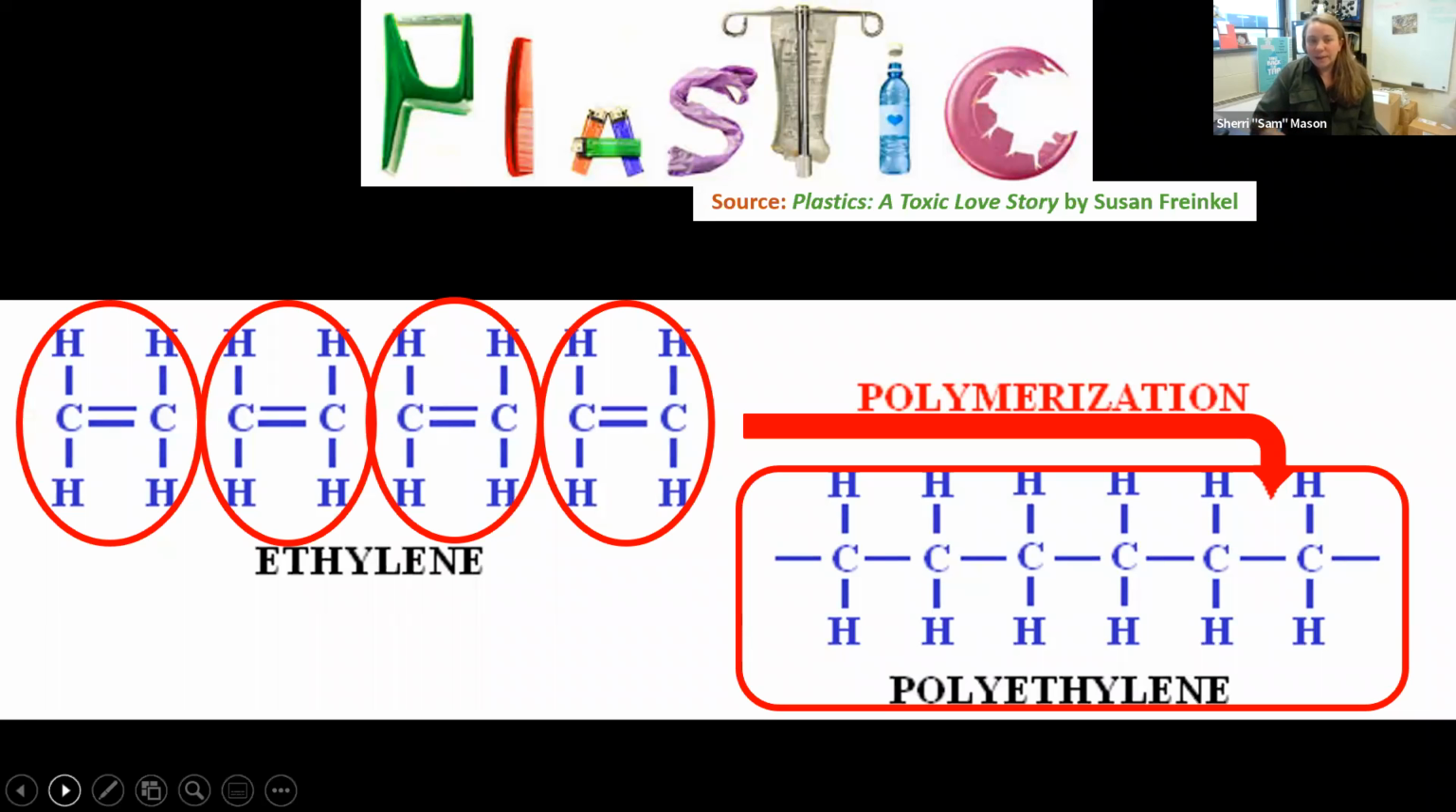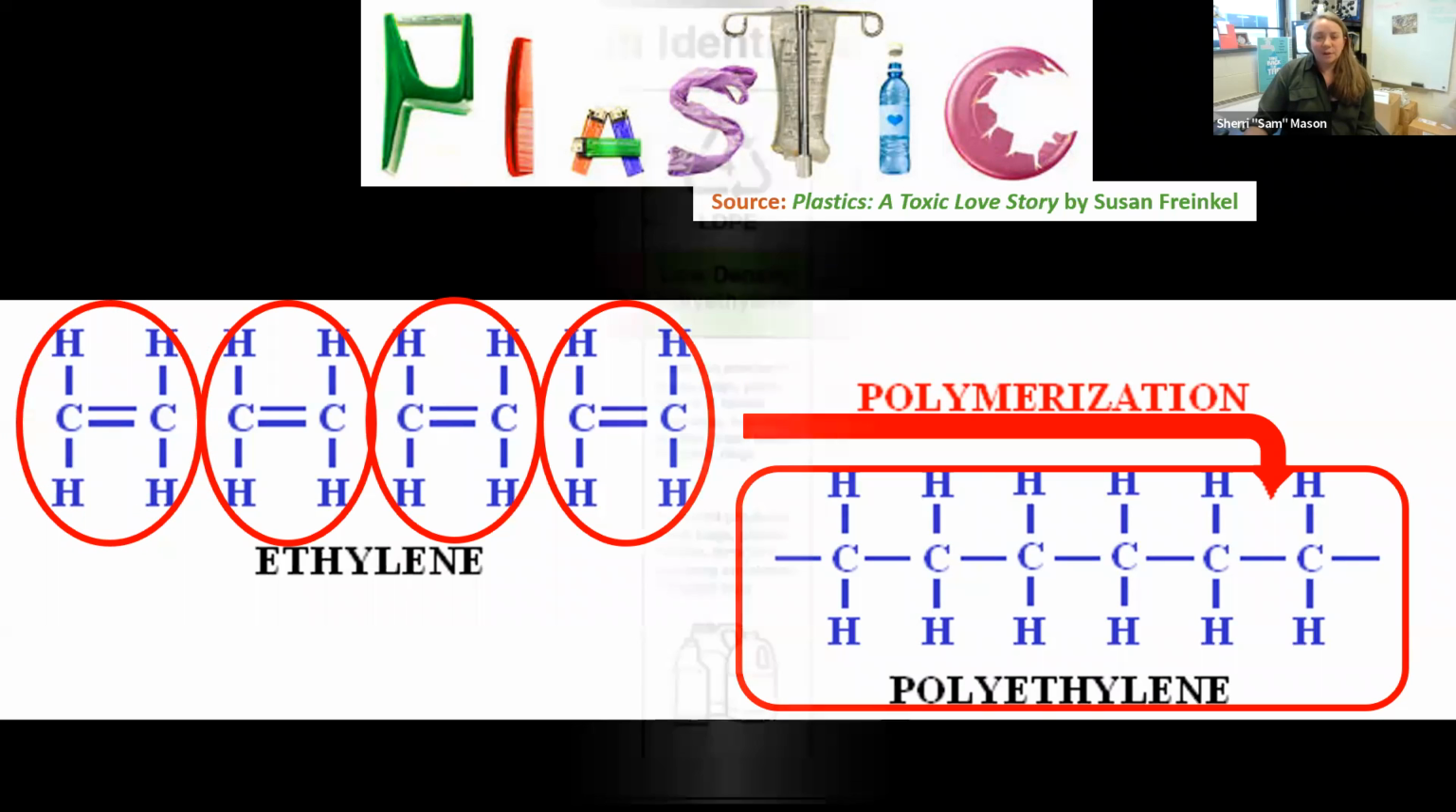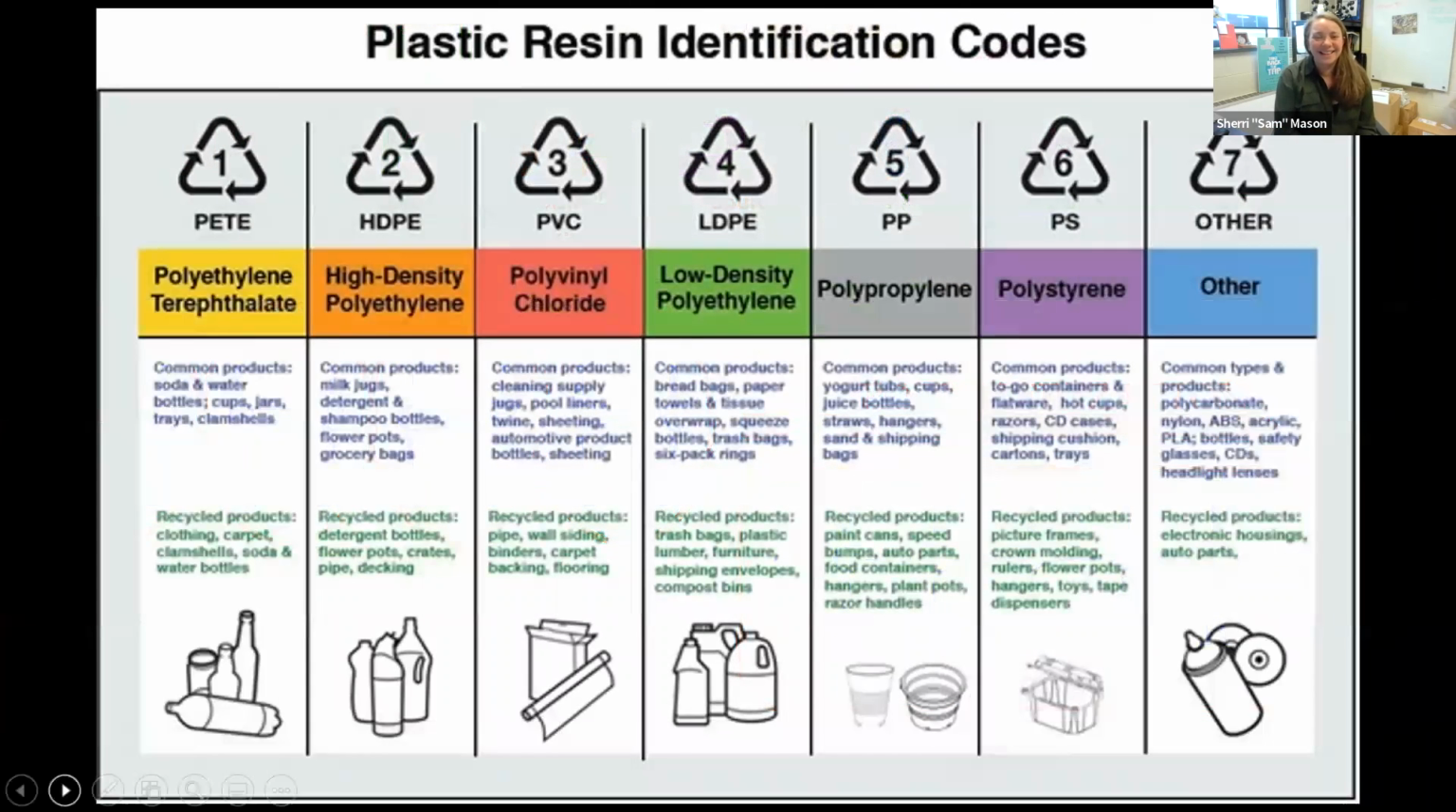So here I'm showing ethylene being turned into polyethylene, right? That same kind of idea. And then the polymer is ultimately what leads to these resin identification codes that you see on the bottom of many plastic items.